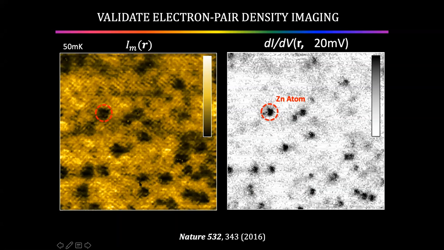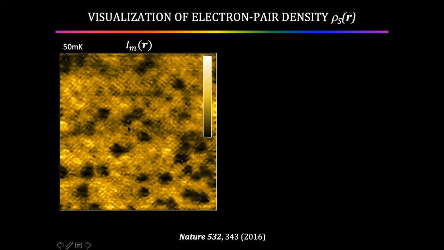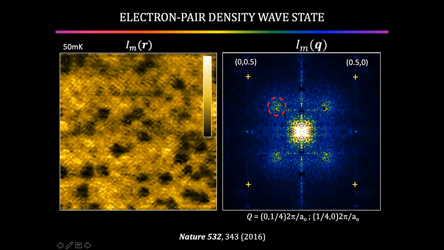So let's assume we have achieved visualizing the electron pair density in a proposed spin liquid. It's got a huge amount of activity. If you're an expert, you could look here and see that it's modulating periodically in 2 directions in space. So if we take the Fourier transform, we see 4 sharp peaks, occurring at wave vector 0, 1/4 of the unit cell, which means they're modulating in real space with a 4-unit cell periodicity.